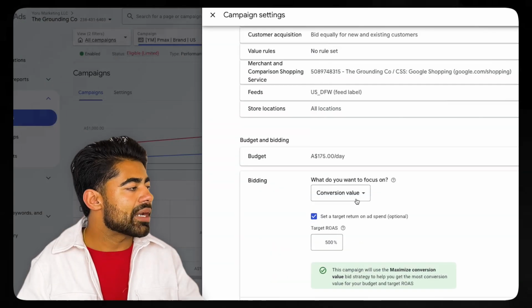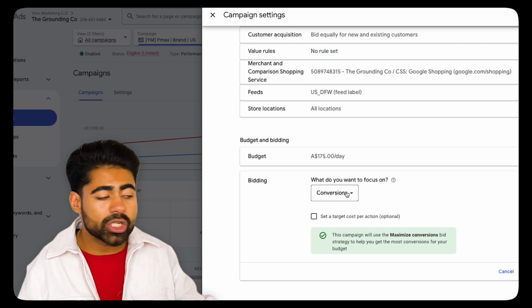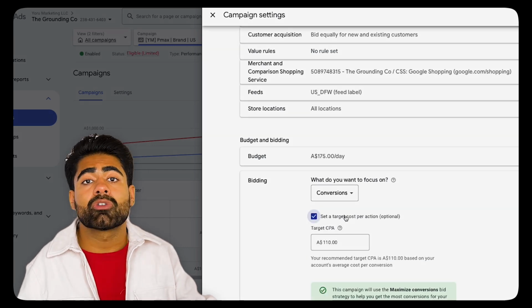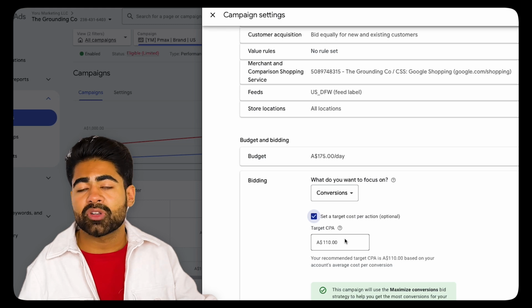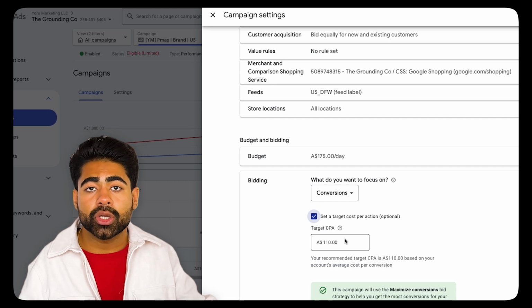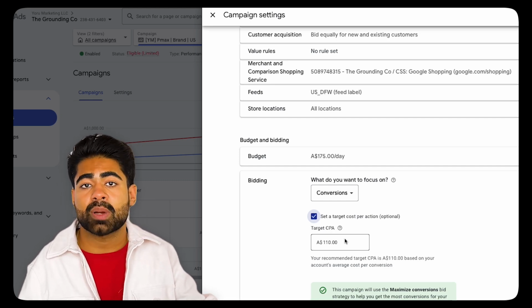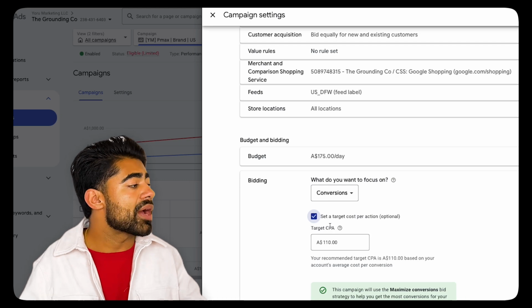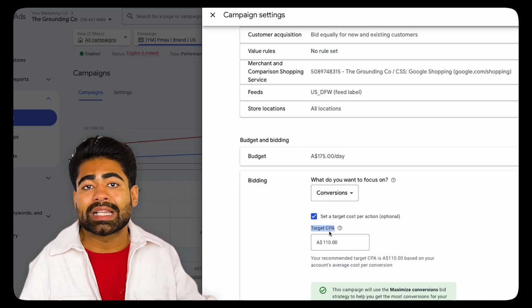The other bidding strategy is optimizing for conversions. When you optimize for conversions, you are essentially optimizing for more volume. So in this situation, what's going to happen is instead of trying to go after the highest average order value product, it's now going to go after the product which has the highest likelihood of selling. Why? Because it's trying to get as many sales as possible for your brand, and you have the ability to add a target cost per acquisition at what level you want these sales coming in.